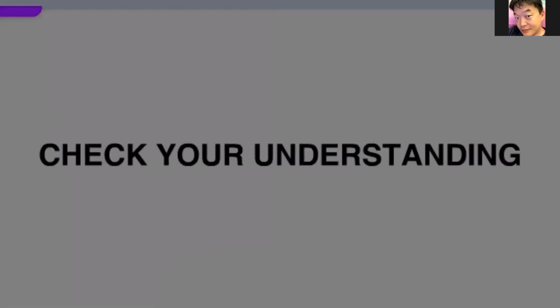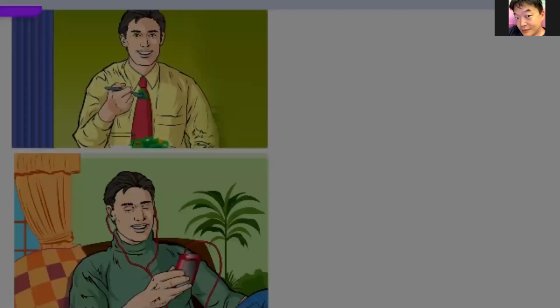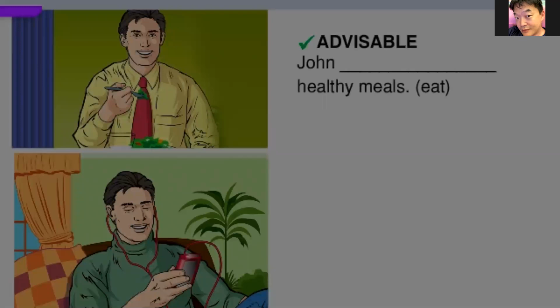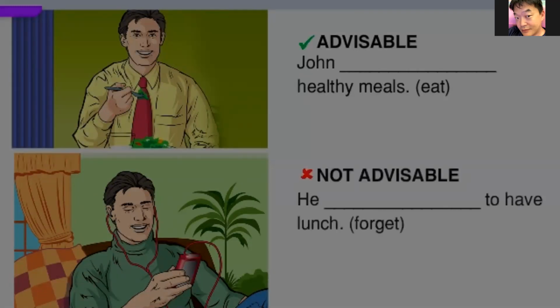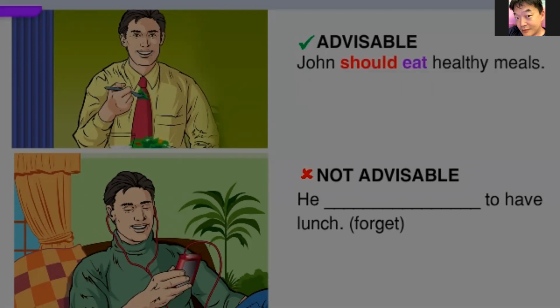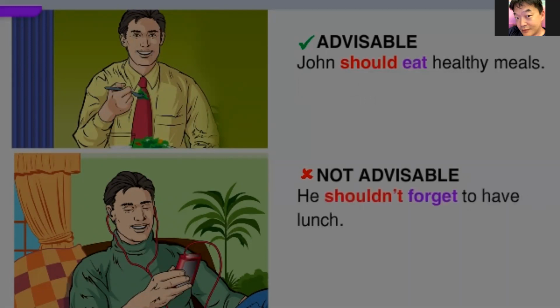Check your understanding. Look at the first picture. Read the heading. Complete the first sentence. Look at the second picture. Read the heading. Complete the second sentence. Advisable. John should eat healthy meals. Not advisable. He shouldn't forget to have lunch. Listen to the sentences.